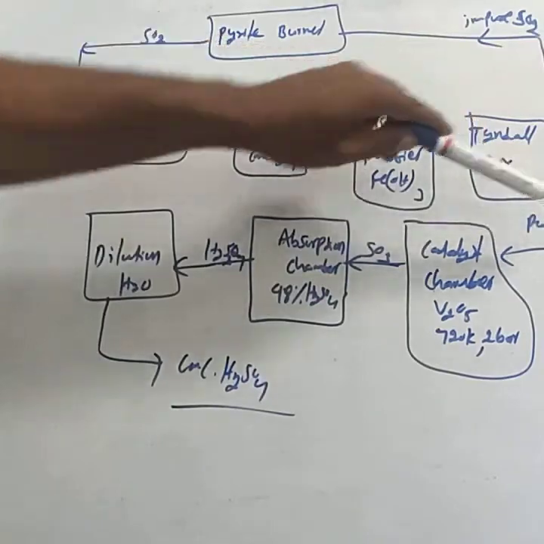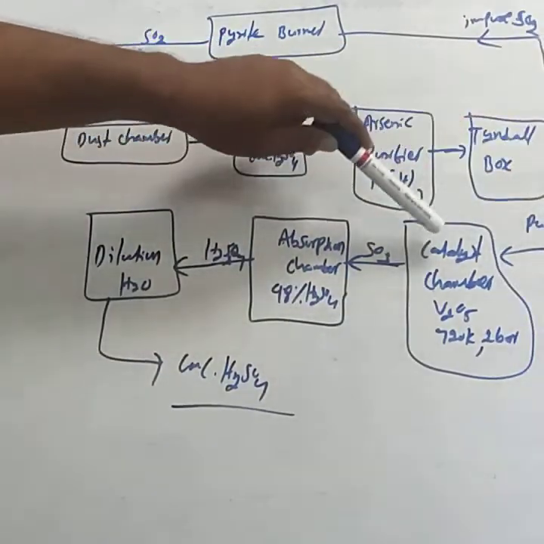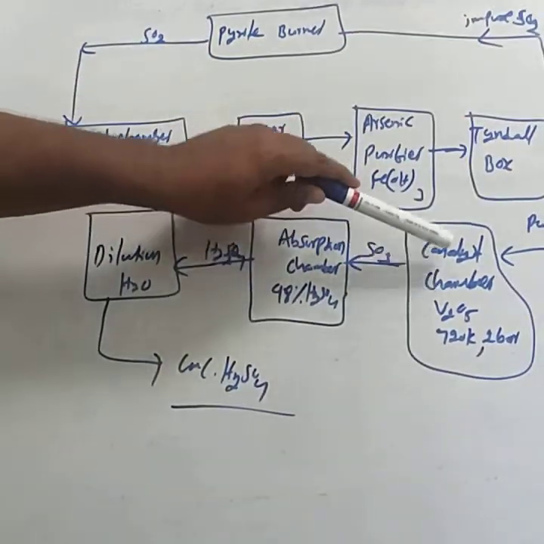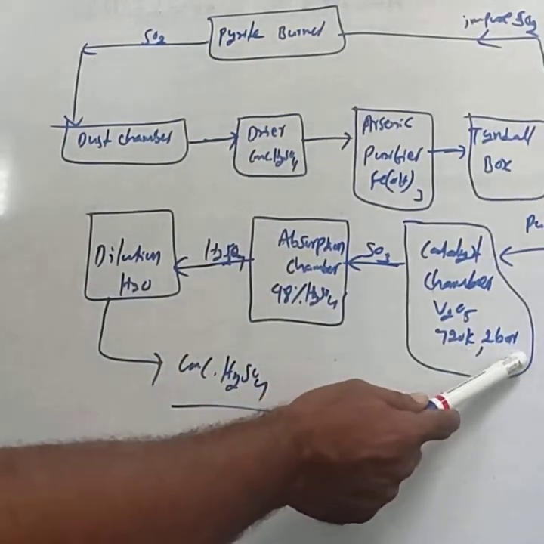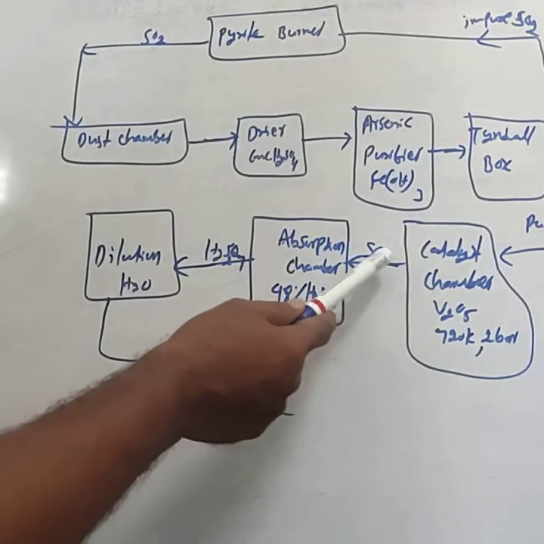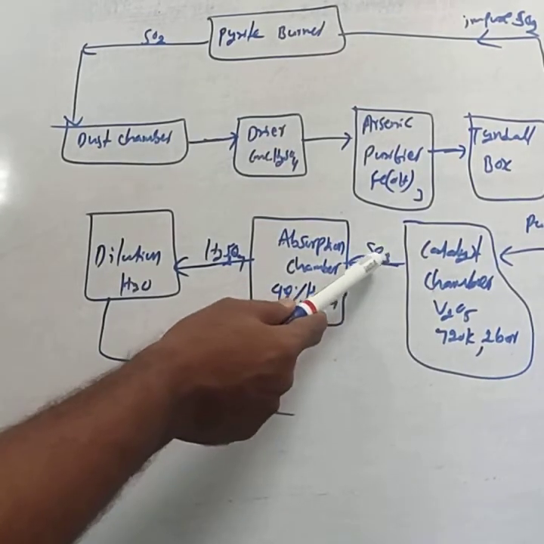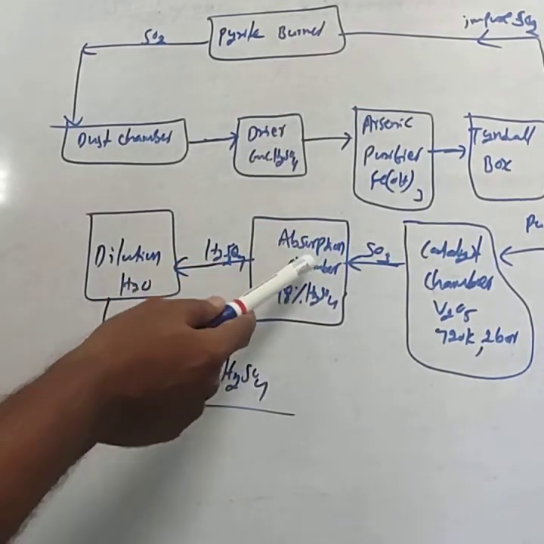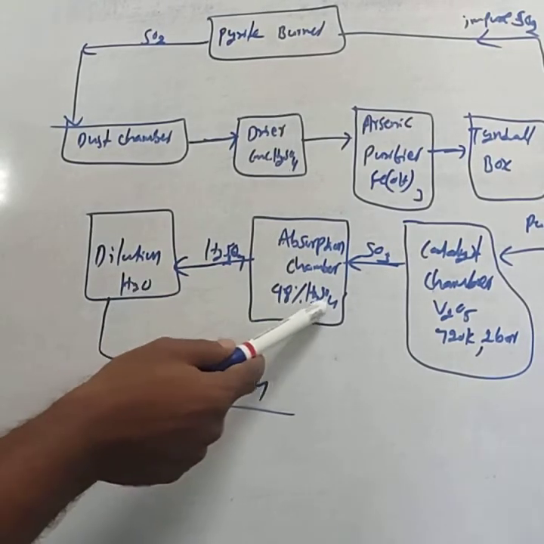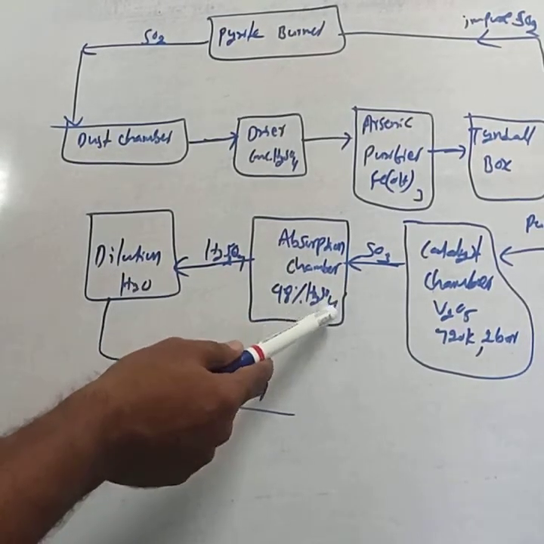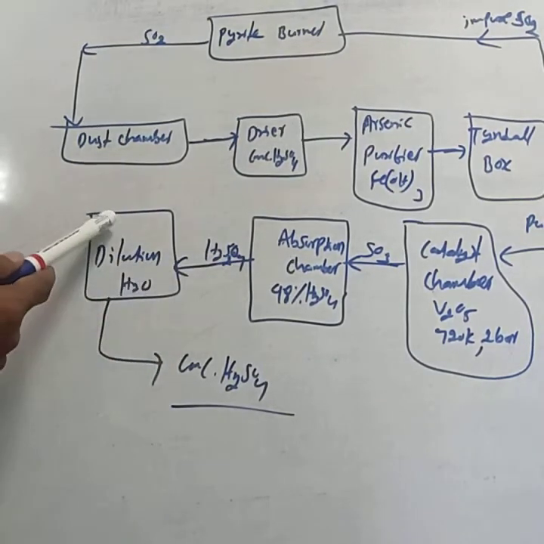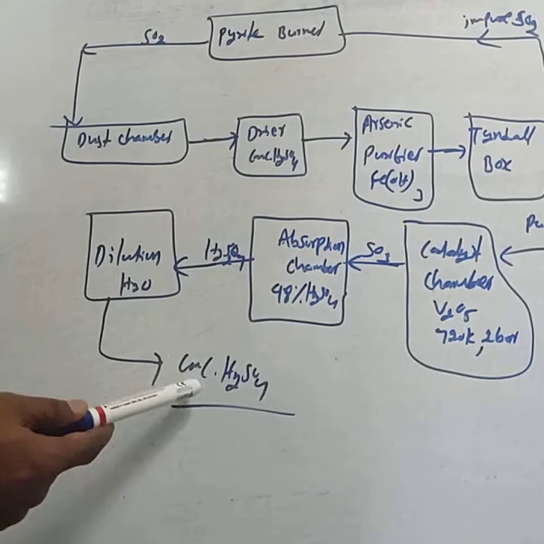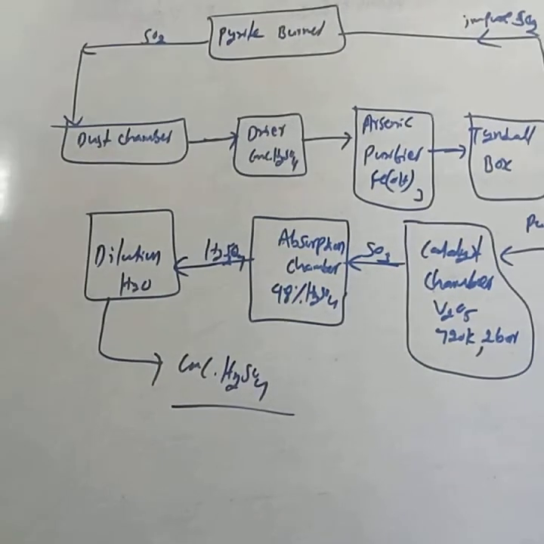If pure, the sulfur dioxide is passed into the catalyst chamber, which contains V2O5 at 720 Kelvin and 2 bar. The gas coming out of the catalyst chamber is SO3. Then SO3 is passed into the absorption chamber containing 98% H2SO4. The product coming out is H2S2O7, that is oleum. Oleum is diluted with water and you get concentrated H2SO4. This is the flow chart. In the next class we study the properties.